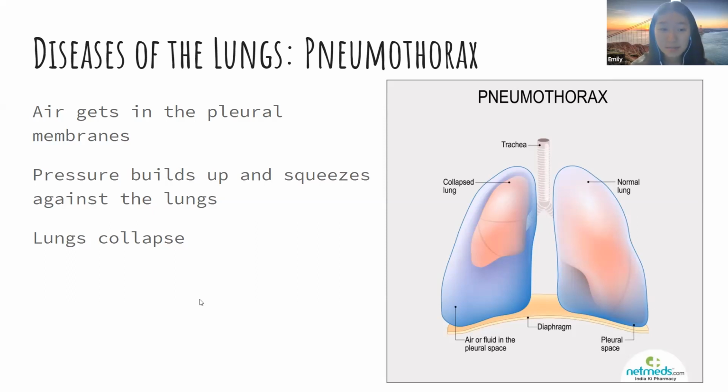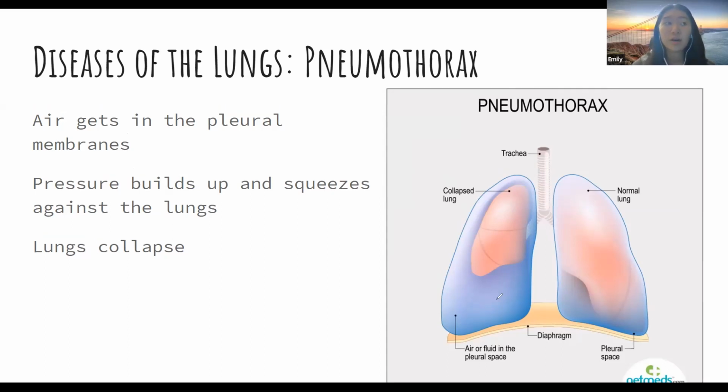But sometimes air can get into the pleural space if there's a puncture in it or something like that. And this is really bad. If air gets into the pleural membranes and into the pleural space, pressure can build up. So all gases, all the air around you is exerting a pressure on everything around it at all times.